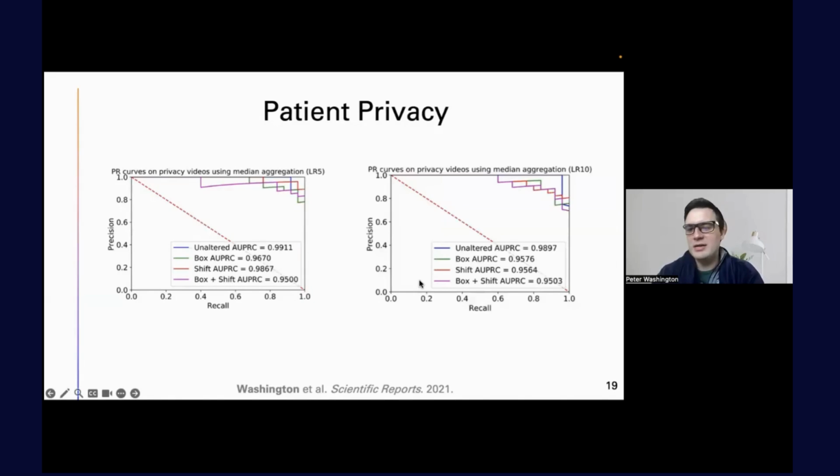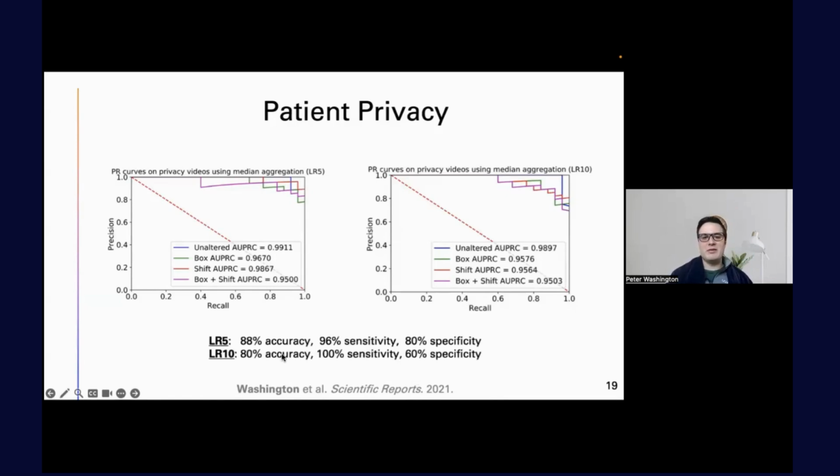And what we found is that the AUROC went down. And these are technically area under the precision recall curve, which is slightly different than ROC curves, but similar idea. And it went down with each privacy technique. And when you applied both, it went down even further.